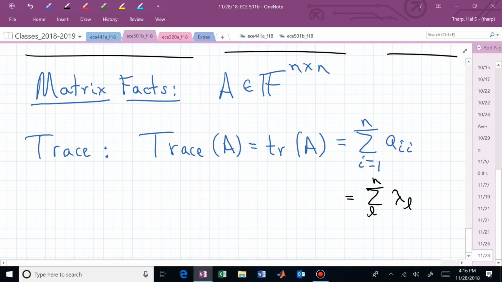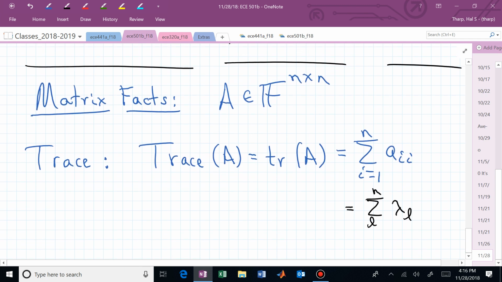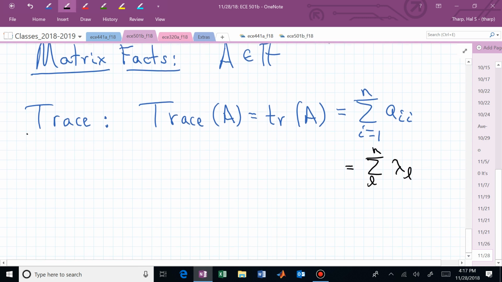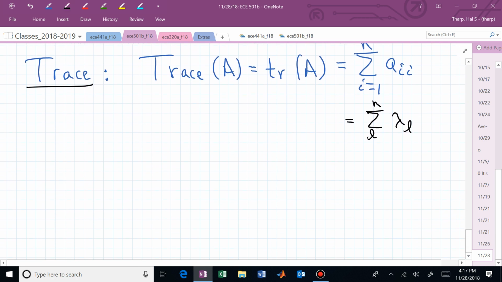So no, A does not have to be in upper triangular form. So A is just a generic matrix. By definition, the trace of A is the sum of those diagonal elements, and in fact, that's also equivalent to summing the eigenvalues. That's the trace.